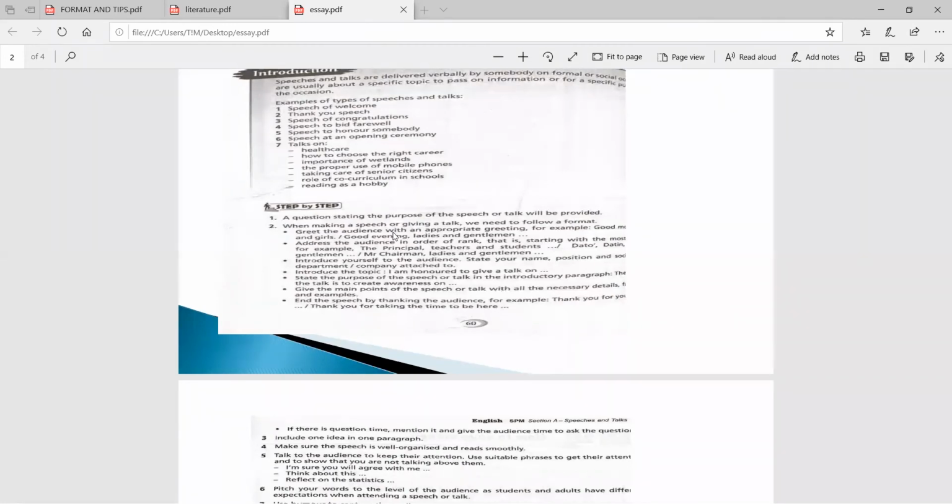Then you introduce the topic. Why are you there? What is the purpose of you giving a speech? If let's say you are welcoming someone, you are telling the reason for the arrival of the person to your place. If let's say you are giving a talk about, as I told you earlier, the benefit of exercising, so you are giving the benefit. Another one more thing.